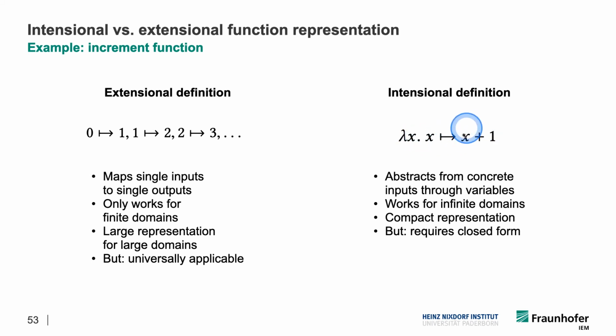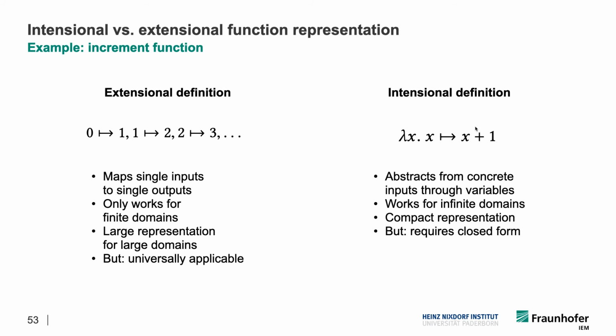X is being mapped onto x plus 1, right? And so what you get here is a very concise definition, because it has this abstraction. It actually works for infinite domains because this abstracts over an infinite number of concrete inputs. But it requires such a closed form, right? So you can only denote such a function intentionally if you can find a closed form for that denotation. That's a requirement. And so far, we haven't really seen how that works, right?